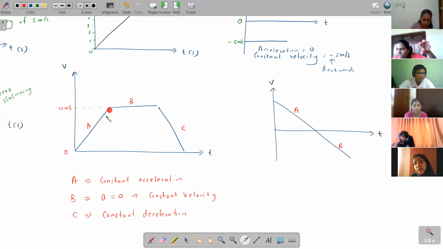First you are moving in section A, constant acceleration. Then section B, constant velocity. Section C, you are slowing down. Okay, are you going in the same direction or are you having any changes in direction? What do you think? Tell me about the directions. What do you think direction-wise?